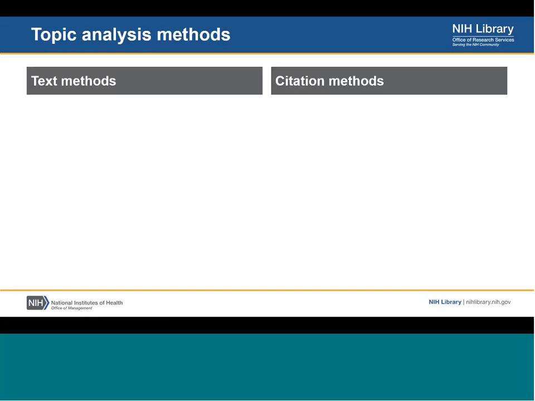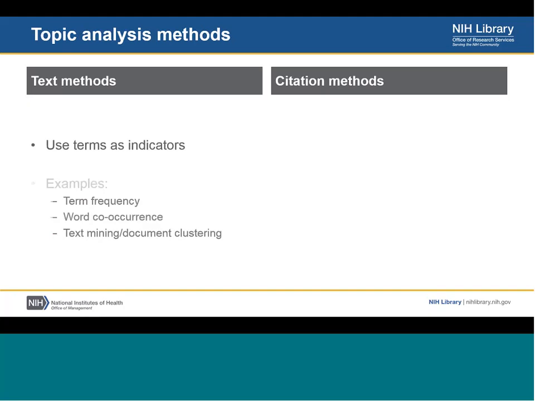So, again, a little bit about some of these topic analysis methods. Within topic analysis, there are really two major families of approaches. There are text-based methods, and then there are citation-based methods. The text-based methods are the ones that you're probably the most familiar with. These are approaches that essentially use terms as indicators of relatedness. So the idea is that if papers use the same words, they are in some way related to one another. This is one of the more intuitive ways of doing this kind of approach.